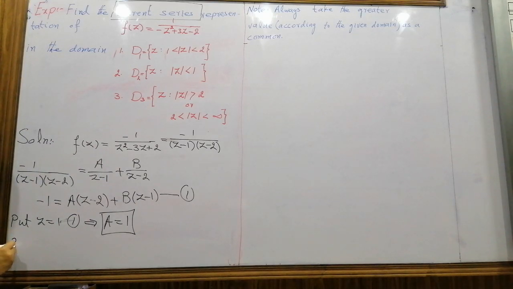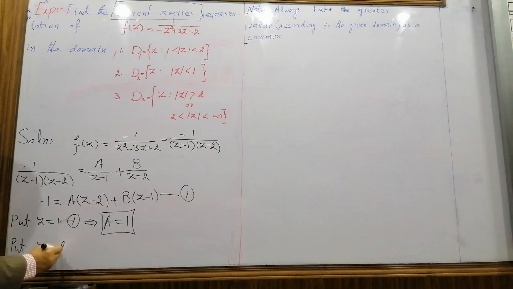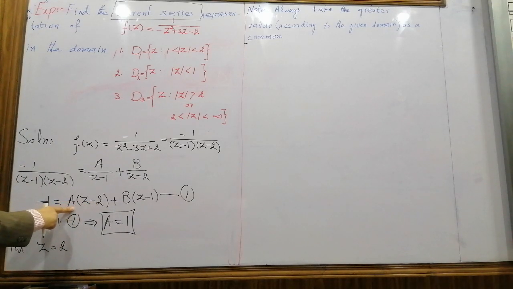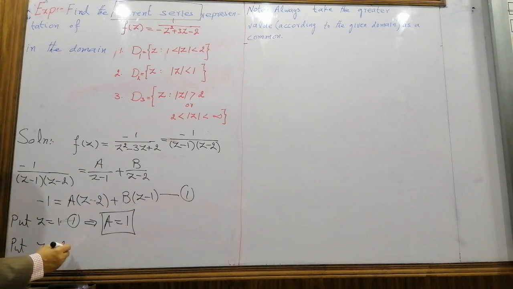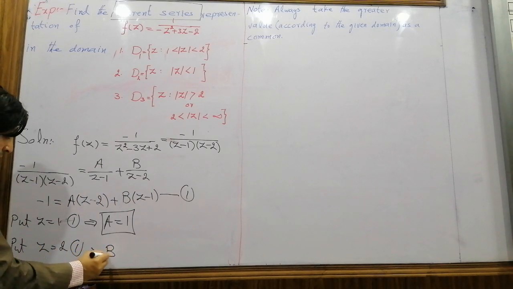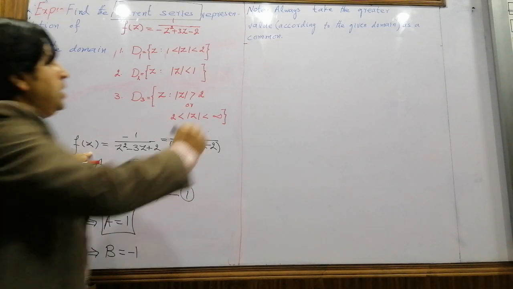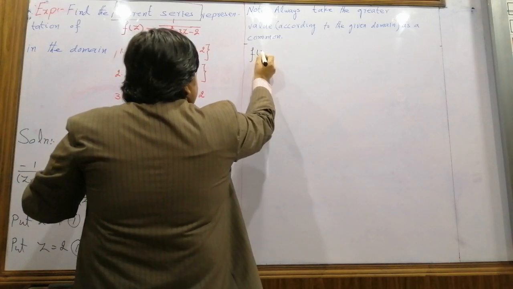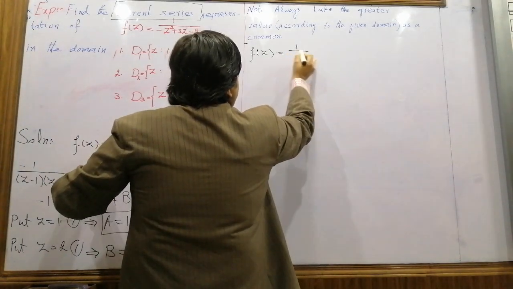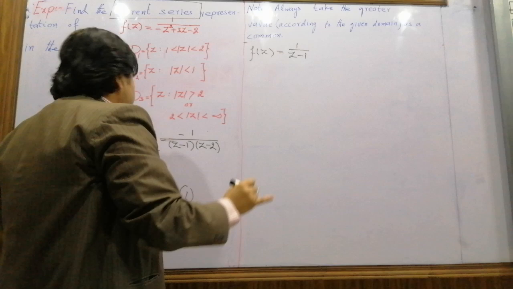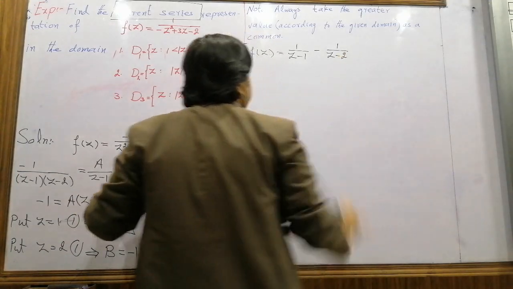Similarly, if I put z is equal to 2 in this equation, then this will be 0. And if I put 2 here, then this is plus 1, and I can get from 1 that b is equal to minus 1. So my function f of z will take this form. f of z is equal to, now a is 1, so I can write this is 1 over z minus 1. b is minus 1, so I can write this is minus 1 over z minus 2.